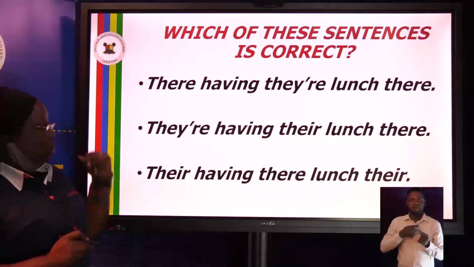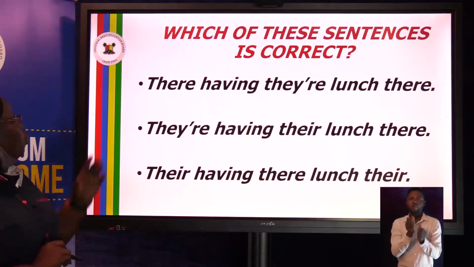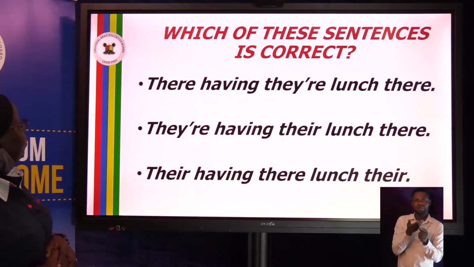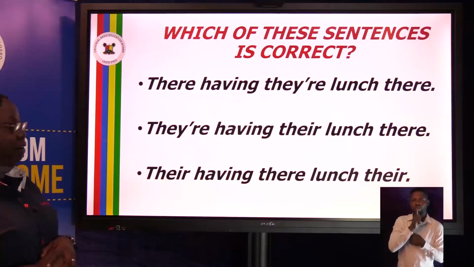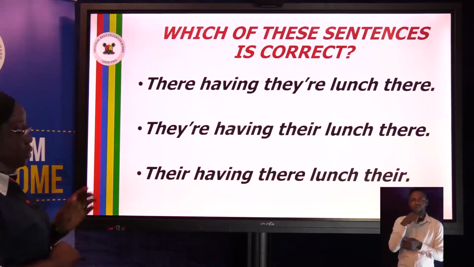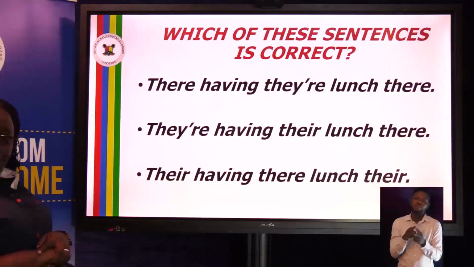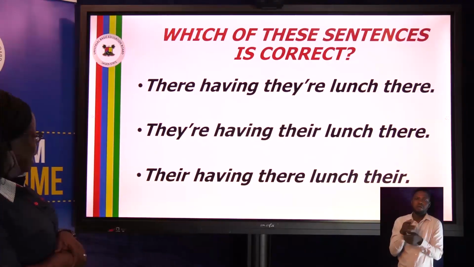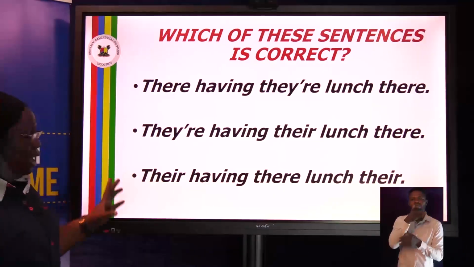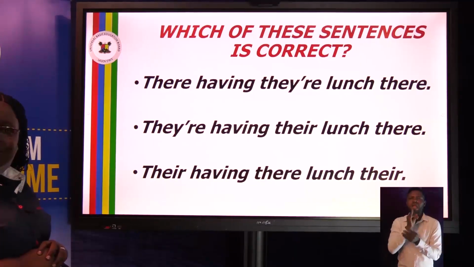Now, let's try this. Which of these sentences is correct? Look at the first one. They are having their lunch there. Another one says, they are having their lunch there. Very confusing. And the third one says, they are having their lunch there. Are you confused? Just look at the three sentences. Which of the sentences is correct?